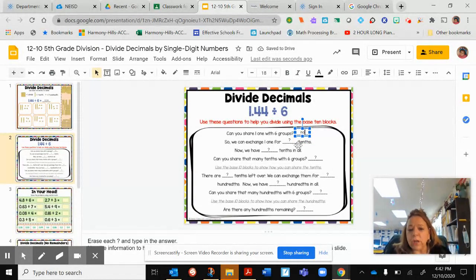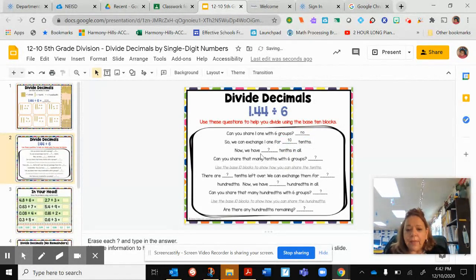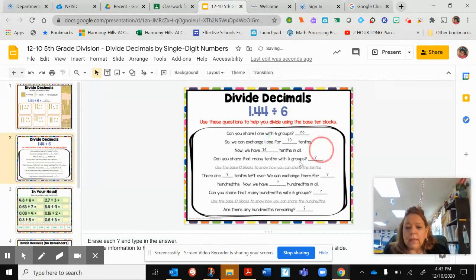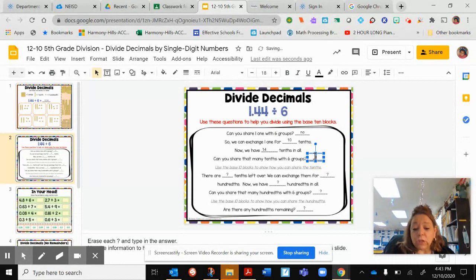So can we exchange 1 for, so we can exchange 1 for how many tenths? So in our problem, we exchanged it for 10 tenths, right? And then now we have how many tenths in all, right? We had 14 tenths in all. And you share that many tenths with 6 groups. Yeah, I can share that. I'll have some left over, but I can share it. So the answer is yes.